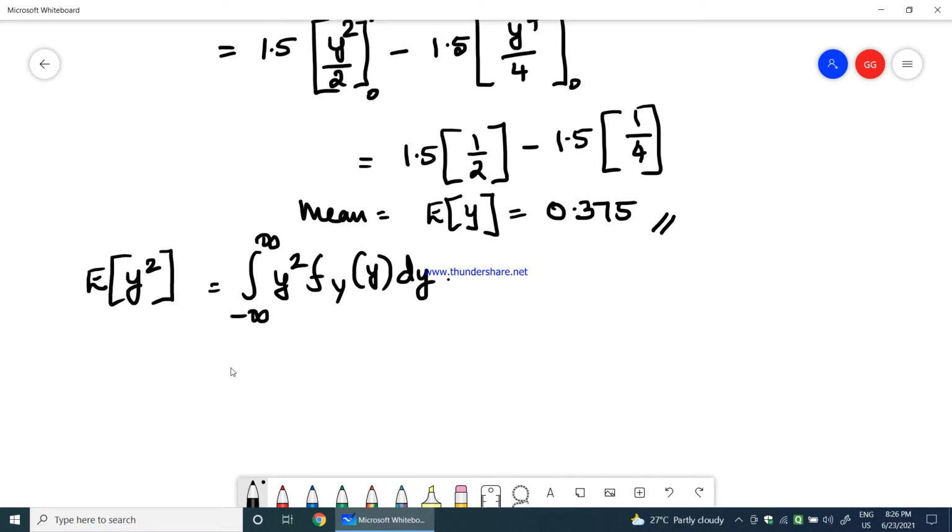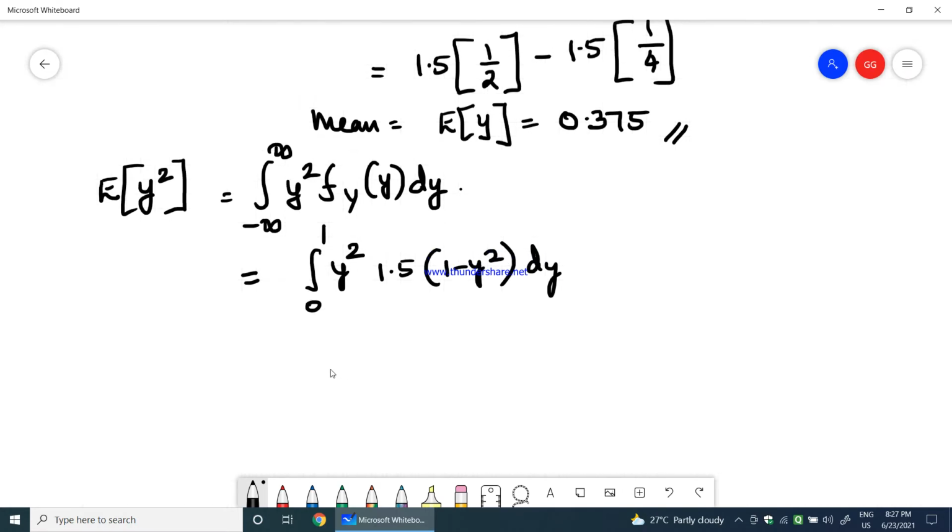So this is equal to integration of 0 to 1 y square. What is fy of y? It is 1.5 into 1 minus y square dy. Again, limit 0 to 1 because y varies from 0 to 1 for this particular PDF. So therefore, if I try to solve this, I will be getting integration of 0 to 1. I'll split and write y square. So it is 1.5 times y square.